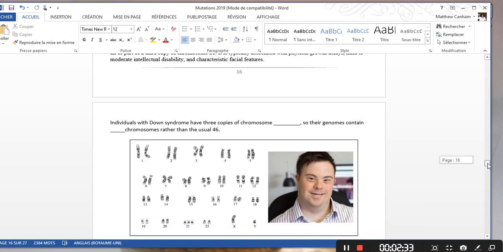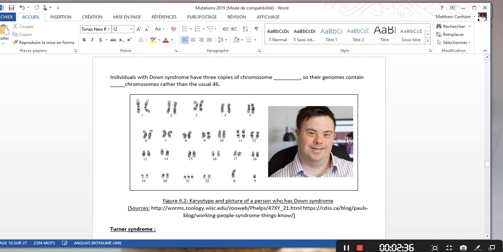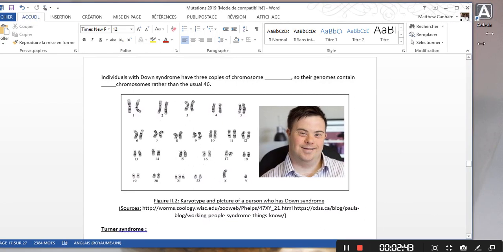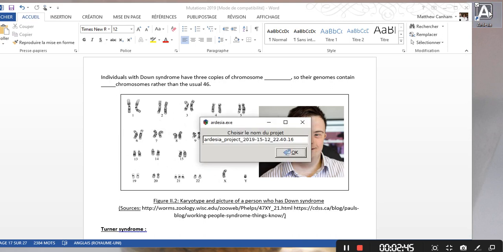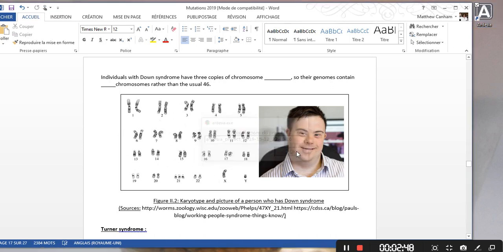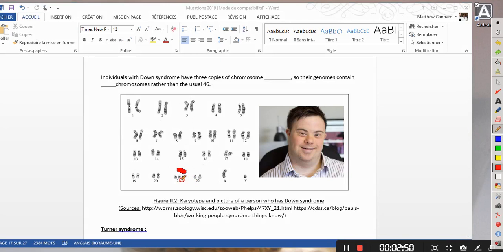Okay, so 3 examples. The first is Down syndrome, and I'm going to take the karyotype. If you look at pair 21, a bit big, there are 1, 2, 3 chromosomes. So this is a case where there are more chromosomes.